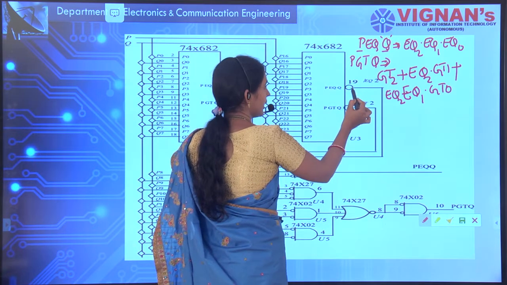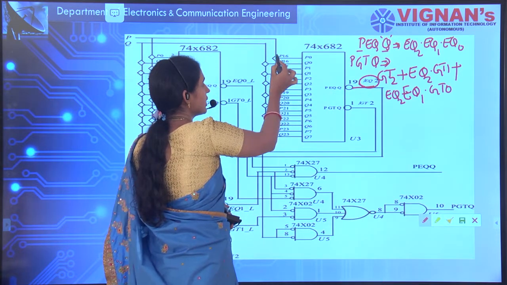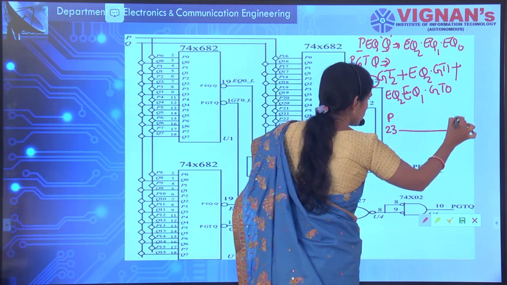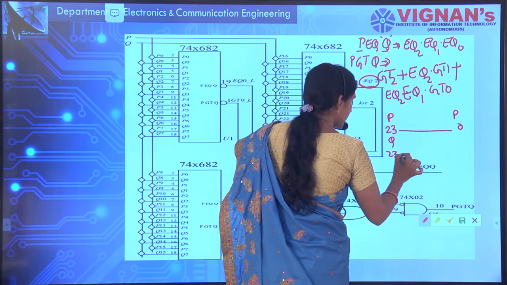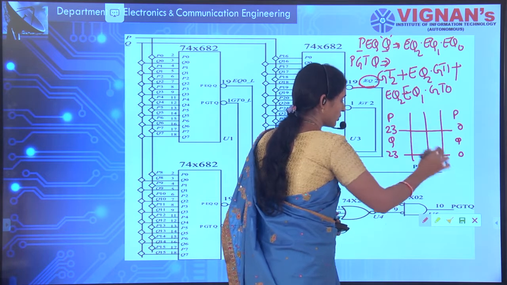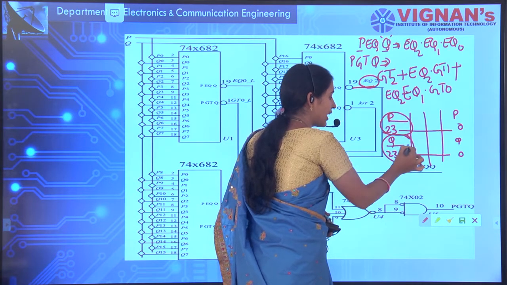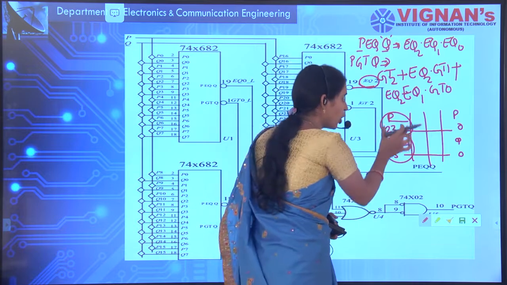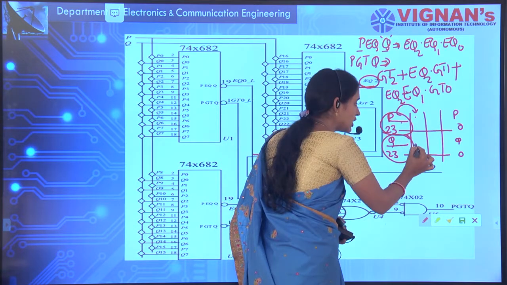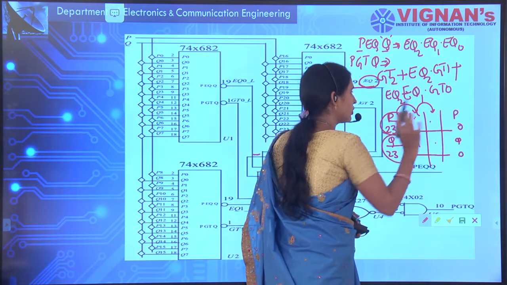If you see here, this is EQ2. If these pins are equal, as I have said earlier, it starts checking from P23 to P0, and from Q23 to Q0. Now I have split it into 4. First it will check the highest order 8 bits, P bits compared with Q bits. If both are equal, then it will go for the next higher order 8 bits. If these two are equal, then it will go for the next 8 bits, and so on.